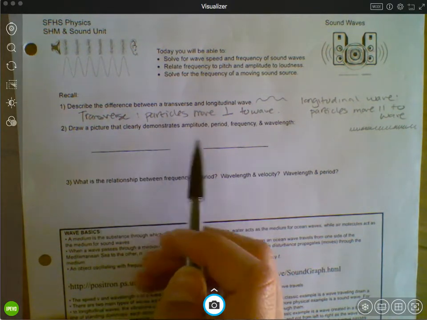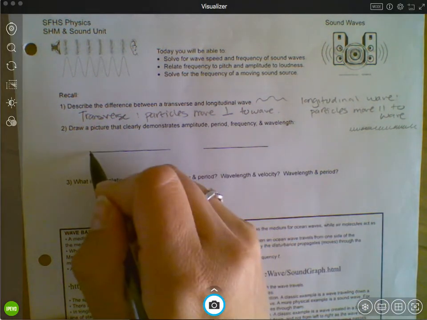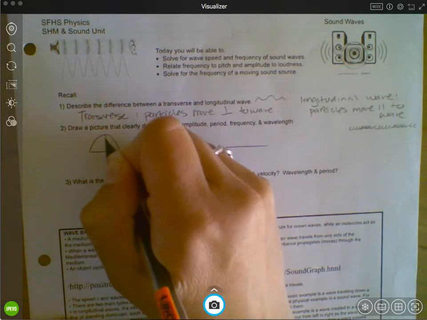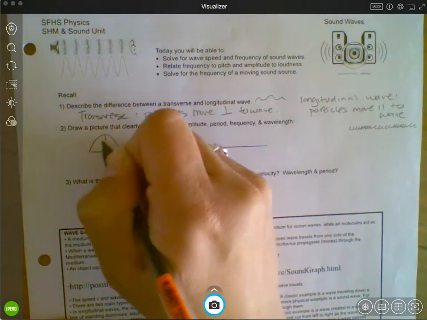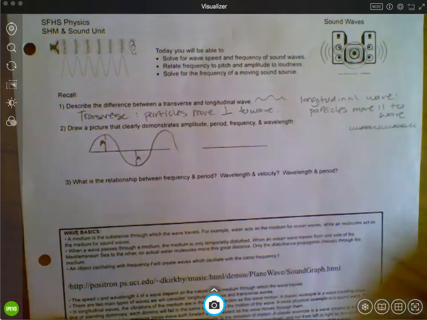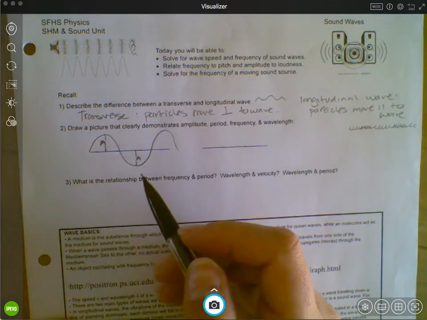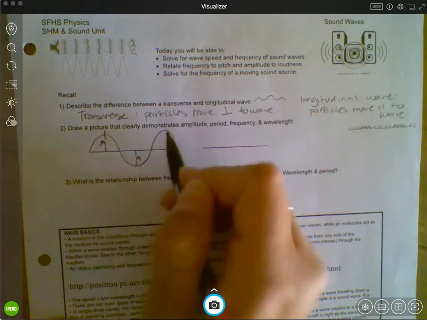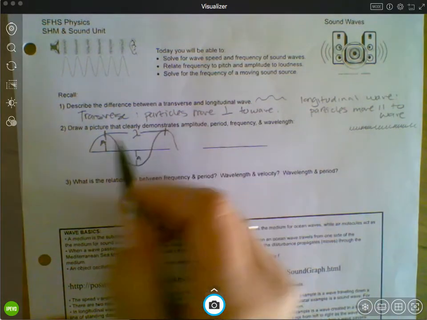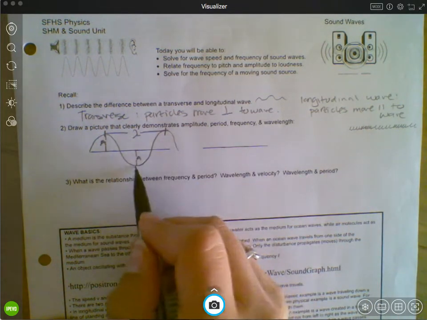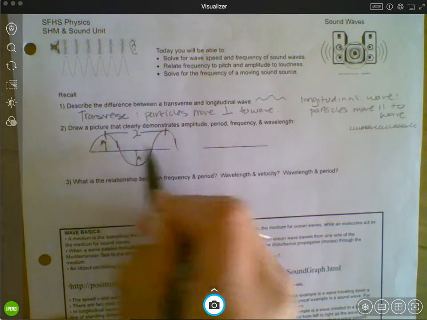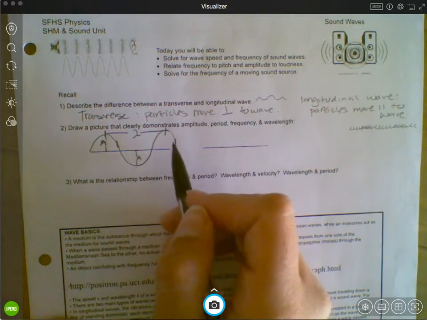Draw a picture that clearly demonstrates amplitude, period, frequency, and wavelength. So I'm just going to draw a wave here. Amplitude is the distance from the equilibrium point to the max or the min. Those are both the amplitude, okay? The wavelength is the distance from one crest to the next crest, or one full wave. It could be from crest to crest, from trough to trough, or from this point to that point, which is exactly the same distance. Okay, so one full wave.